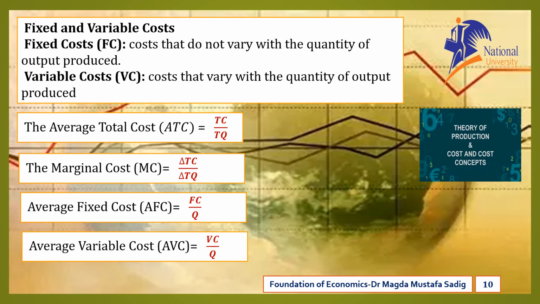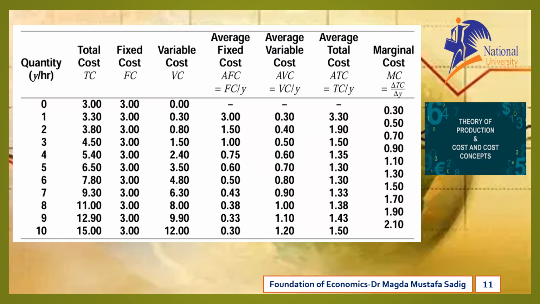Average total cost, average fixed cost. Average fixed cost equals fixed cost divided by Q, while average total cost equals total cost divided by total quantity. Marginal cost is the change in total cost divided by the change in the quantity of output, while average variable cost equals variable cost divided by the quantity of output.